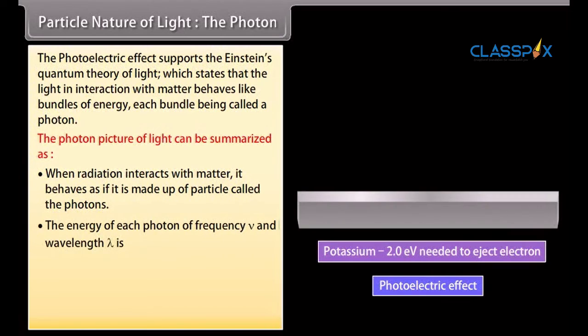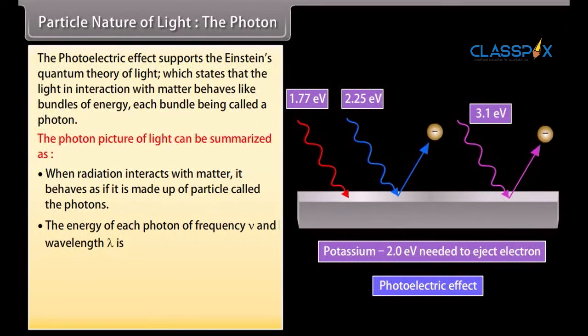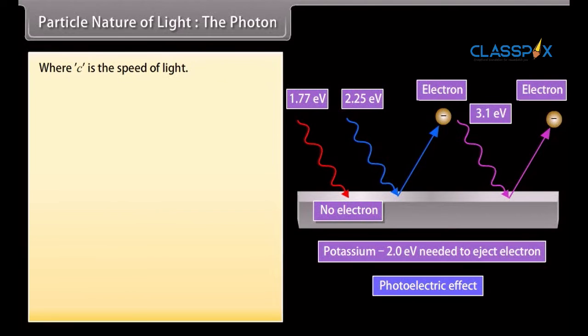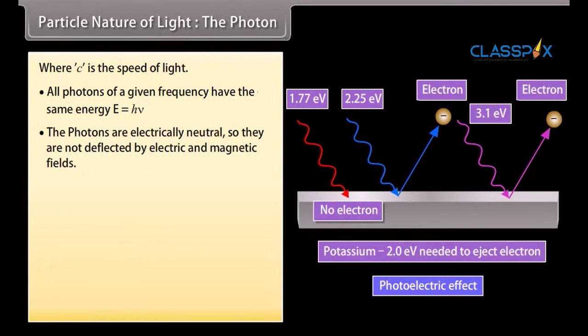The energy of each photon of frequency ν and wavelength λ is E equals hν, which is equal to hc by λ. The momentum of a photon p is equal to hν by c, which equals h by λ, where c is the speed of light. All photons of a given frequency have the same energy E, which is equal to hν. The photons are electrically neutral, so they are not deflected by electric and magnetic fields.